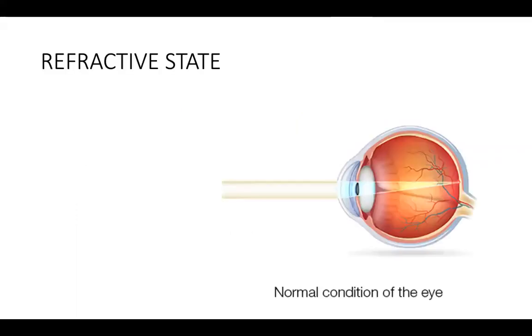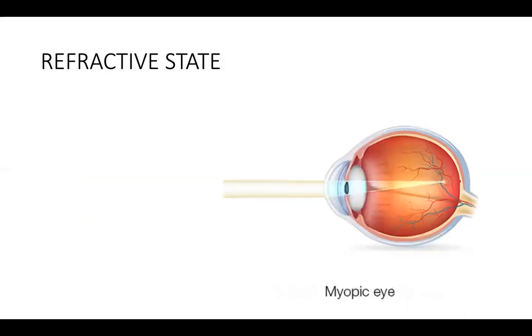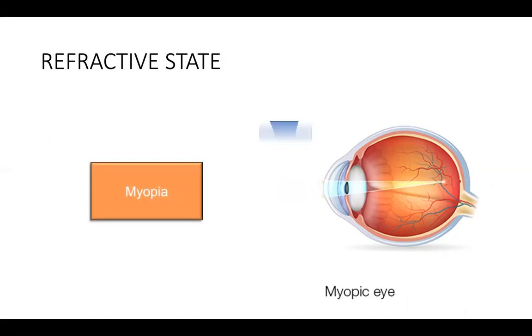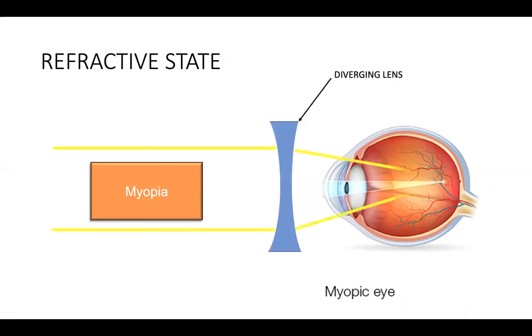First, we discuss the refractive state. In approaching a patient with reduced vision, the first step is to decide whether refractive error is responsible. In emmetropia, parallel rays from infinity are focused perfectly on the retina. In myopia, the globe is too long, and light rays come to a focal point in front of the retina. Near objects can be seen clearly, but distant objects require a diverging lens in front of the eye.